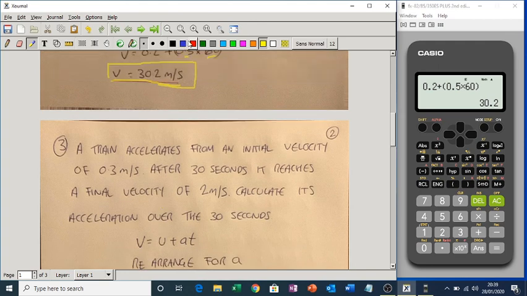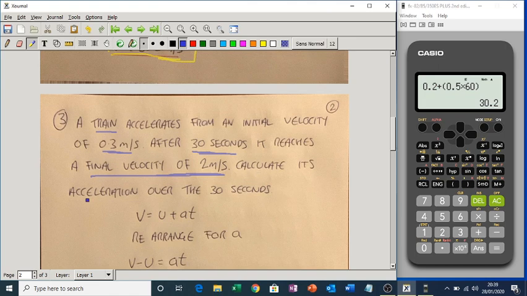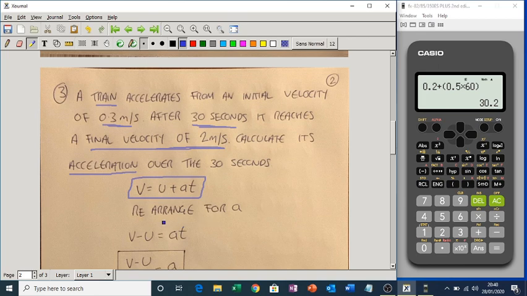Scroll down, different color pen. This one's a train. It accelerates from an initial velocity of 0.3, so there's my u value, over 30 seconds, there's my t value. It reaches a final velocity of 2 meters per second, so we know v. And this one we're going to work out the acceleration. So we're using that formula again. We know v, we know u, and we know t. We just don't know a, so we've got to rearrange for acceleration.